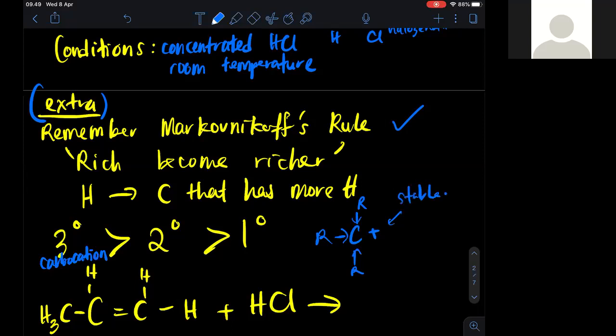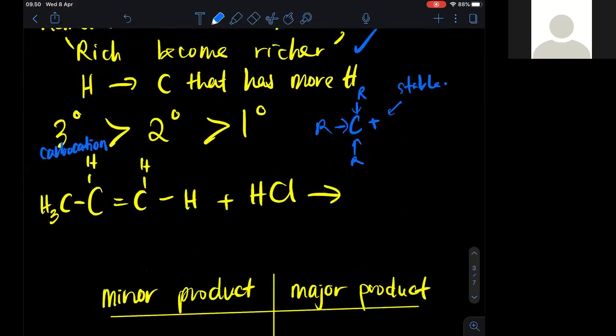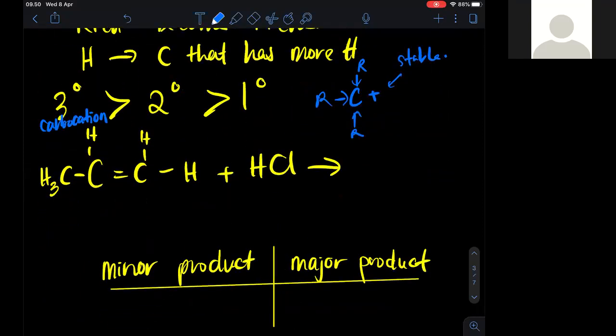Okay, so that is what they want to achieve. You prefer to form the tertiary carbocation, but you can follow this method. For example, if I have HCl, I need to find out where to put the hydrogen. Obviously the double bond is going to be broken, so I'm going to have H, CH3, and then H and H over here.